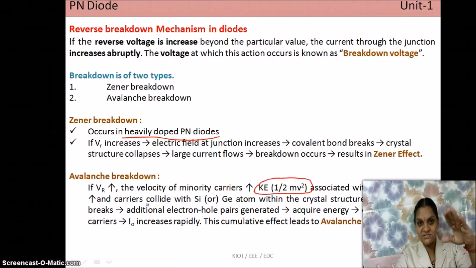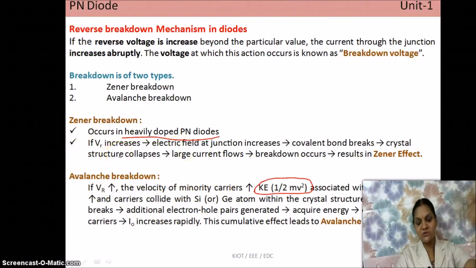So those electrons that newly come out from the atoms also acquire additional kinetic energy, and again start to collide with other atoms. Like that, this is a cumulative process. While it is hitting other atoms, more electrons are coming out, and all those electrons move in random directions, and as a result, a large number of additional electron-hole pairs are generated.